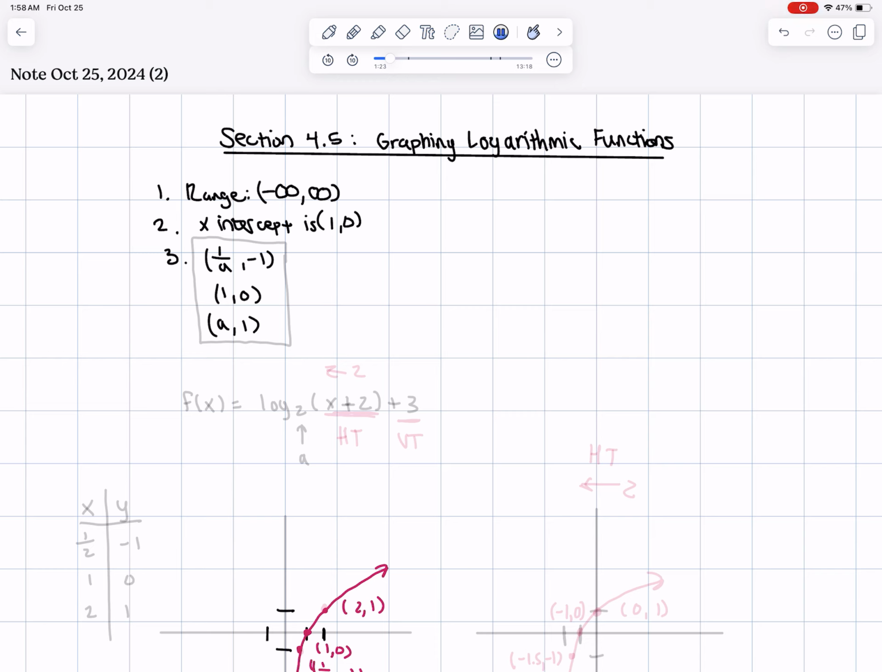So let's do a couple of examples of this. So let's do f of x equals log base 2 of x plus 2, plus 3.